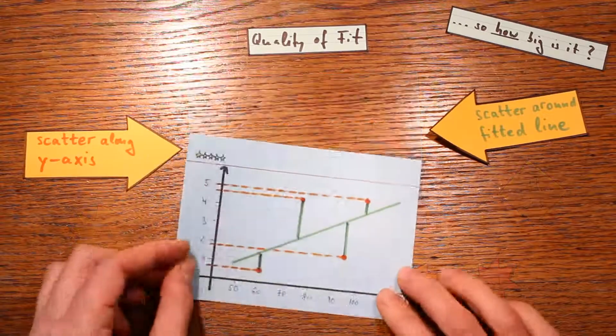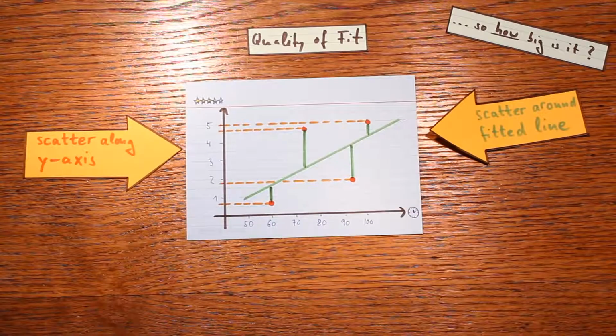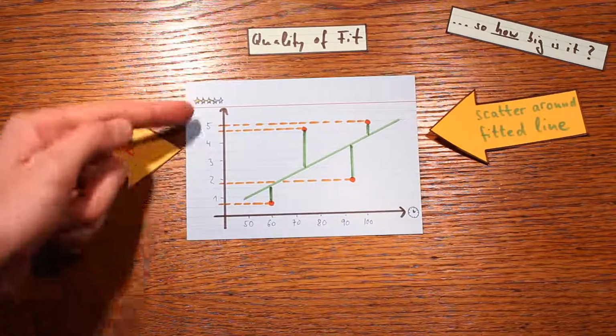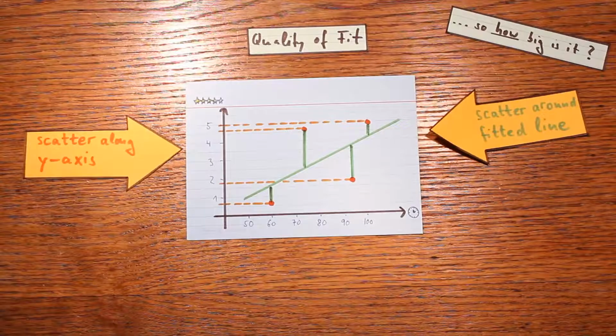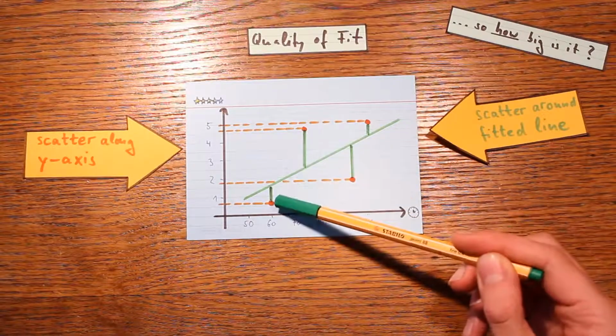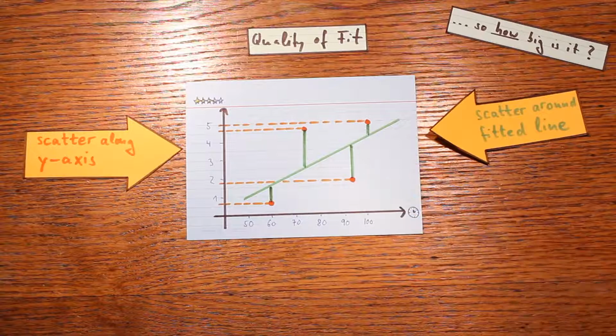And here's a second case. So you can see that again we have quite some scatter along the y-axis, but in this example the scatter around the fitted line is also really large, right? The points are really far away from the fitted line.